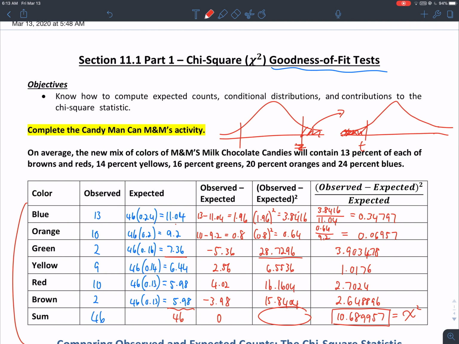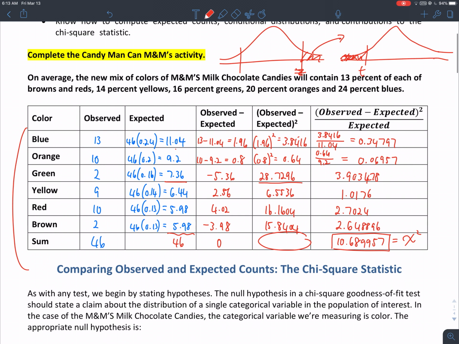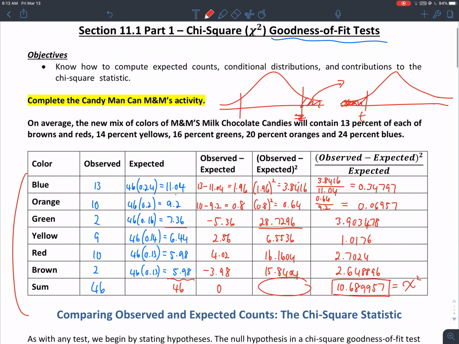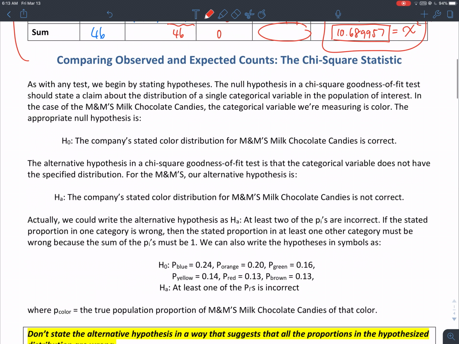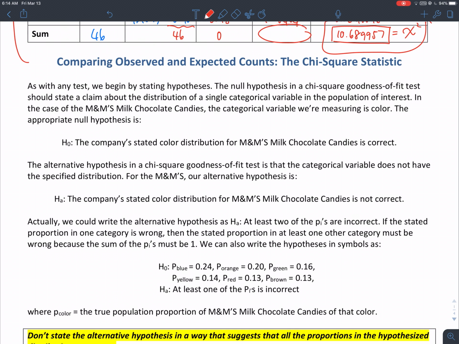Okay, so that was kind of our procedure. Now, the question is then, what type of distribution do I have to put the chi-square statistic on? Right, and so we'll see that in a few minutes. All right, so let's talk about how do you write hypotheses.